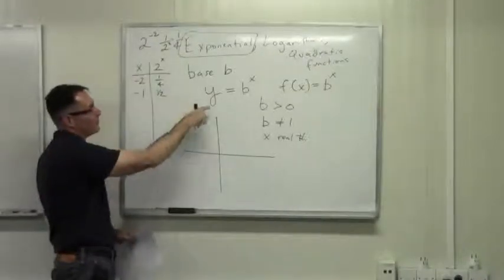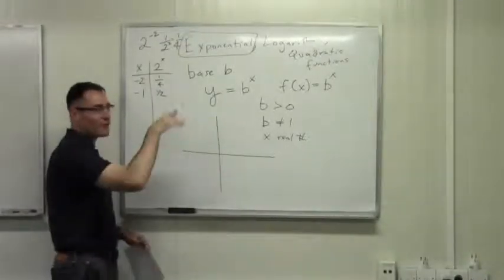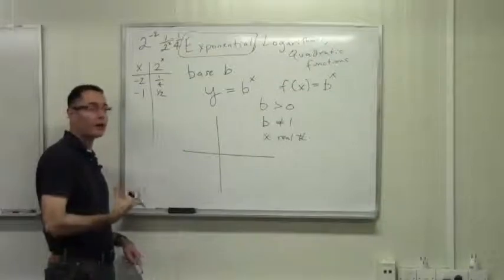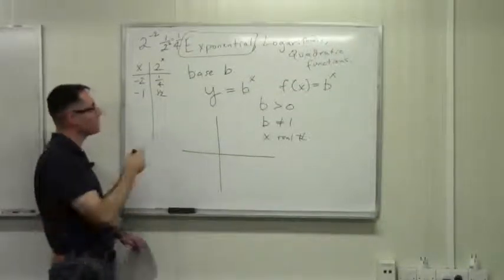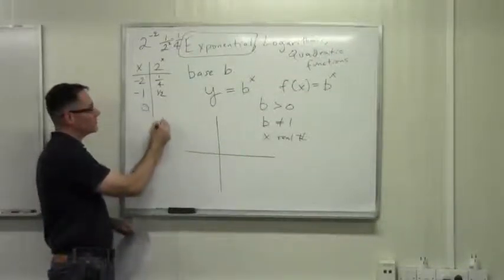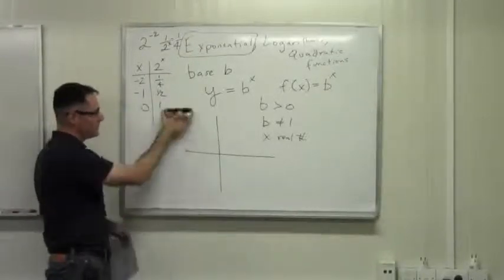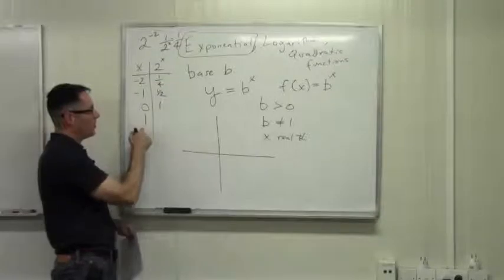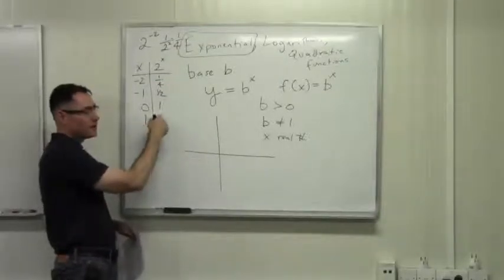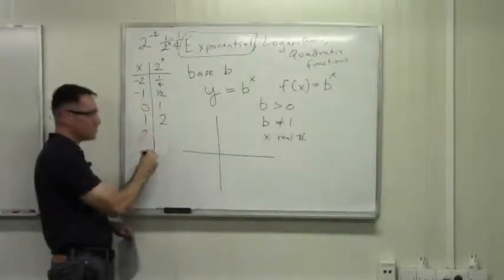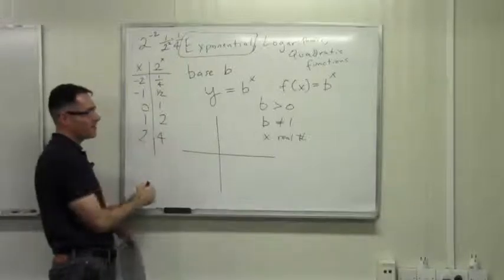We have a formula, y equals 2 to the x, and whatever x is, we have to know how to plug in to that correctly. What about 0? What's 2 to the 0? 1. Okay. Let's go up by 1. What's 2 to the 1? 2. 2 to the 2? 4, et cetera, et cetera.